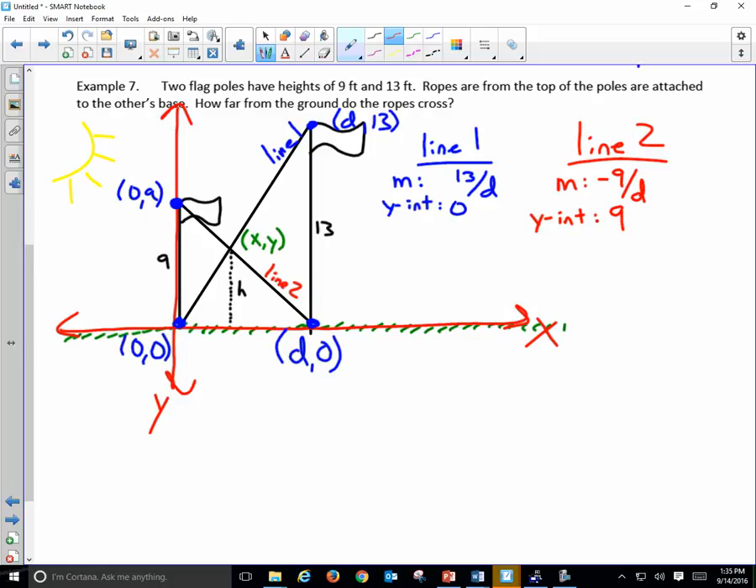All right. Okay. So now I'm going to write equations. y is equal to mx plus b, which is 13 over d times x plus b, and b in this situation is 0. The second one, y is equal to negative 9 over d times x plus 9.